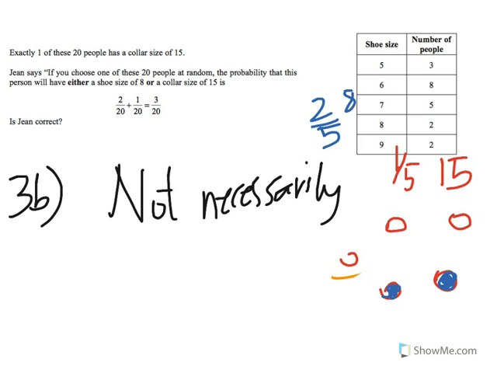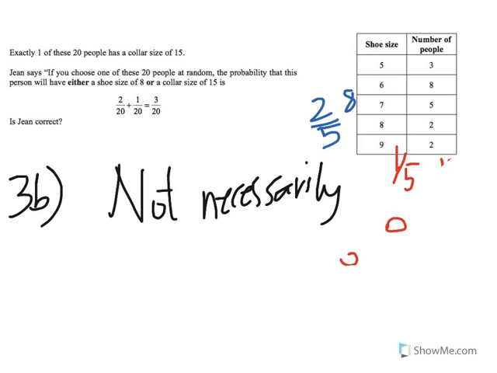However, what if this guy had a shoe size of 8 and a collar size of 15? That means only 2 out of 5. The probability of a person having either a shoe size of 8 or a collar size of 15 is 2 out of 5. So that means that this probability wouldn't necessarily apply to this situation. So that's why my answer is not necessarily.